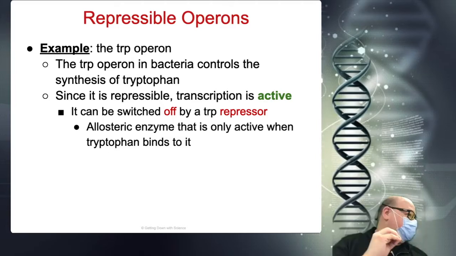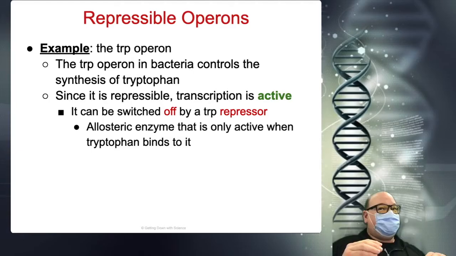Let's say all your tryptophan was gone. What would you want to do? You'd want to make more. Okay, so this is a gene expression example. We want to regulate the production of tryptophan. We don't want to make too much. We don't want to have not enough. So how does this work?